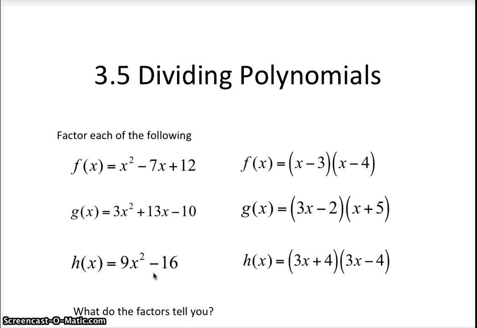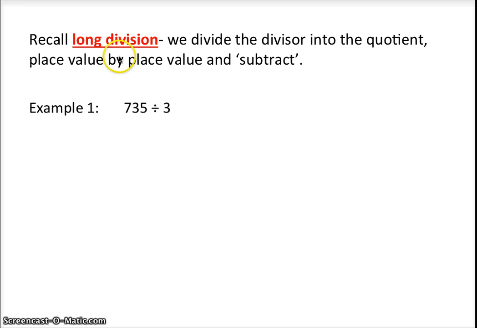So now let's think of different methods that we can do if we can't factor. We can think back to long division in elementary school. We divide the divisor into the dividend, place value by place value, and subtracting. So if I want to divide 735 by 3, I'm trying to figure out how many times 3 goes into each place value. So what do you multiply 3 by to get 7? We can multiply by 2 and get 6. We subtract 7 minus 6 and we get 1. Carry down the 3 from the tens place value.